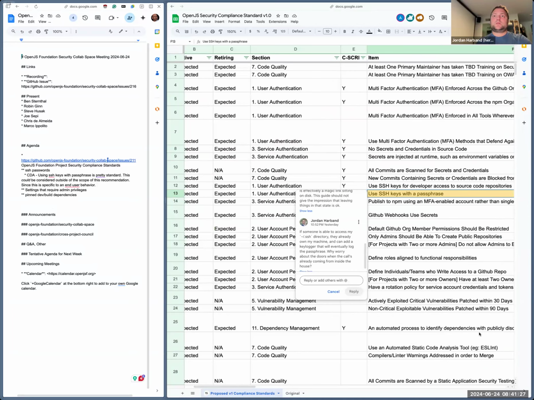I just want to be sure I understand. Oh, sorry. Jordan, hey, how's it going? I got here late. For a JavaScript project, the SSH key doesn't have any bearing on NPM, which is in fact the primary attack vector that's important. Someone can compromise GitHub all they want, but if it doesn't get published, who cares?